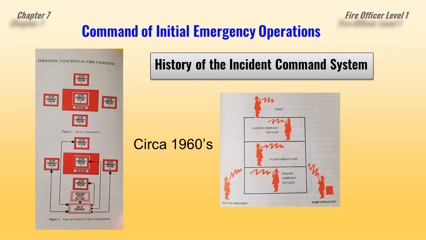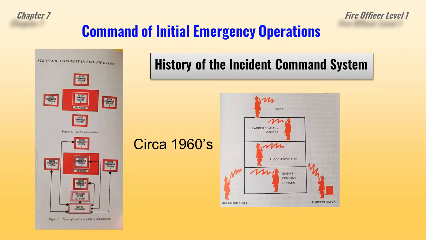So on the two pictures I have on the slide here, this is basically some command and control material that I pulled out of some textbooks. Now these books were copyrighted in 1974, but the material was probably around in, I would say, the early 1960s, possibly even earlier. So it does show that there is command and control at fires. So there is some kind of incident command. However, it probably wasn't called that back then.